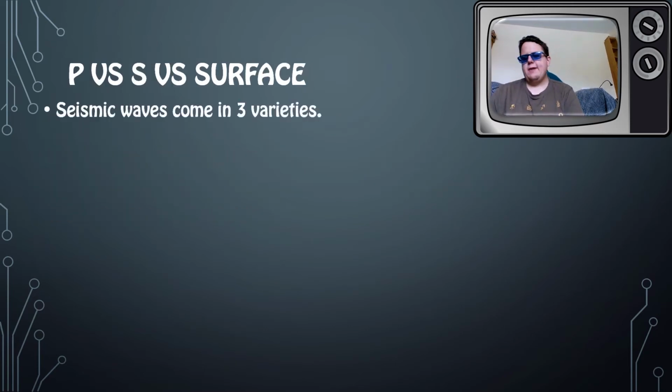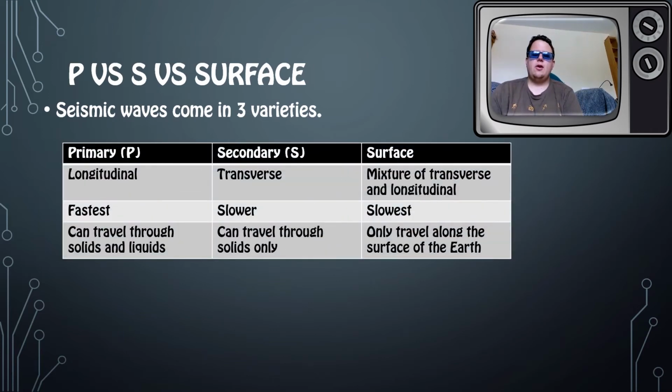Okay, now we have 3 varieties of seismic waves that we need to study for this course, and they're in this table. So we have P waves or primary waves. They are longitudinal, they're the fastest, which means they arrive first at a location, and they can travel through solids and liquids. Secondary waves are transverse, they travel slower, and they can only travel through solids. And then we have surface waves, which are a mixture of transverse and longitudinal. They're the slowest of the waves, and they only travel along the surface of the Earth.